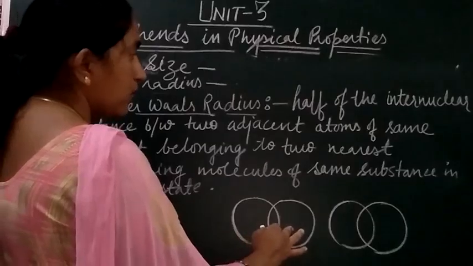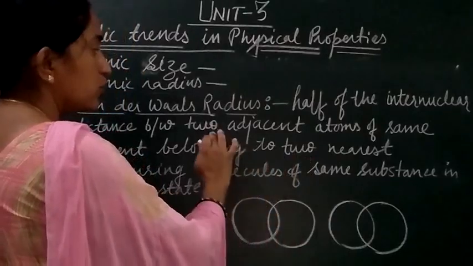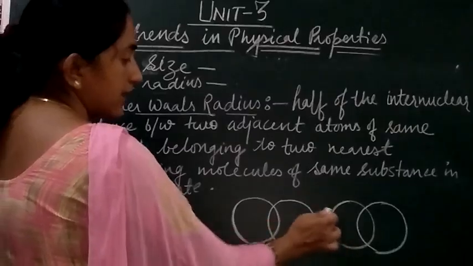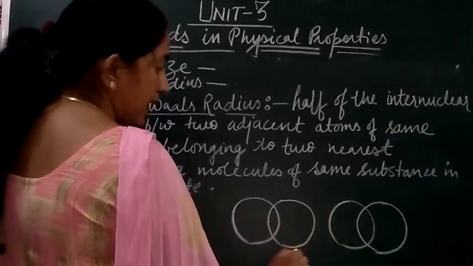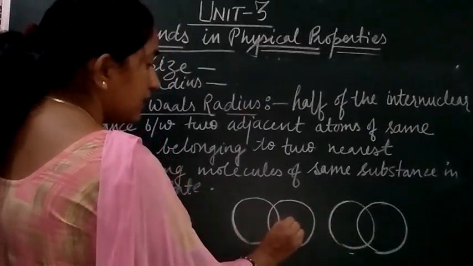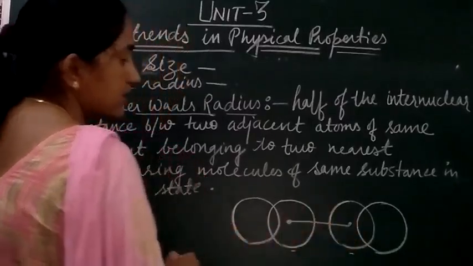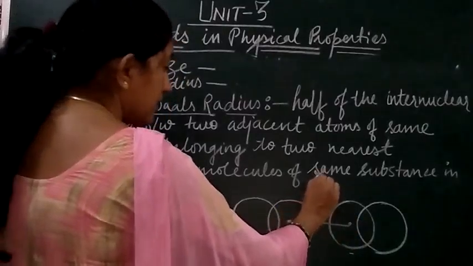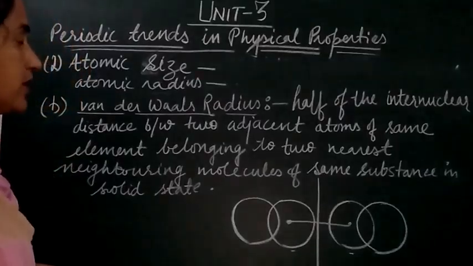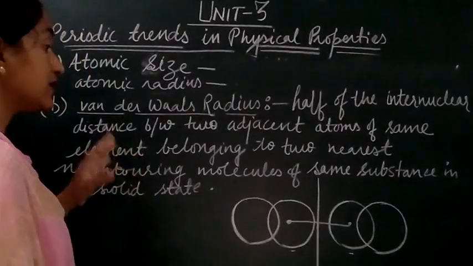So here we are going to find out the half. This last line is clear. Now the two adjacent atoms: this and this atom are not adjacent, this and this are adjacent, so we will take this one atom and this atom, right? And we have to take the half of the internuclear distance of it. This is the internuclear distance and this is just the half of it. Right, students? So half of the internuclear distance between the two adjacent atoms of the same element.